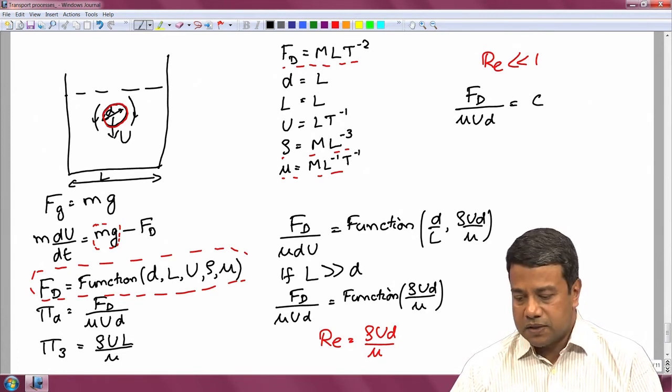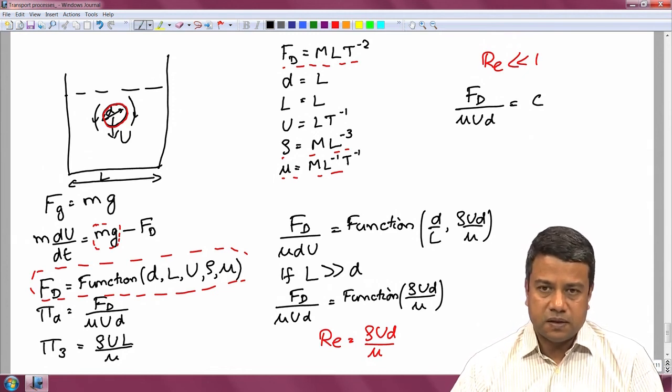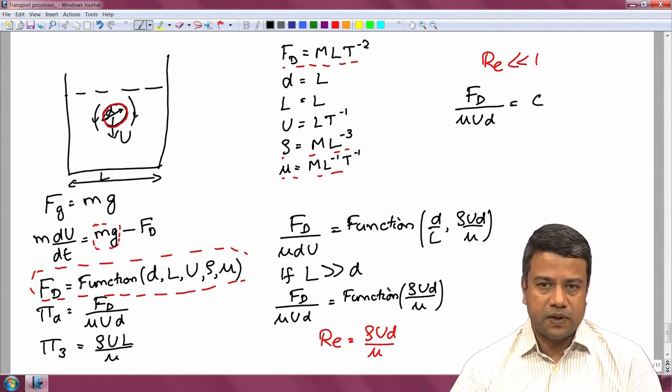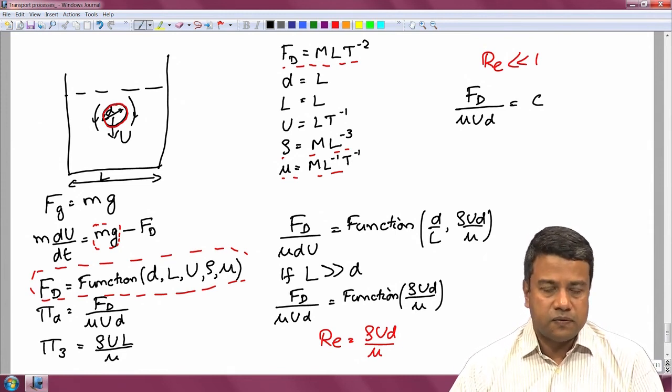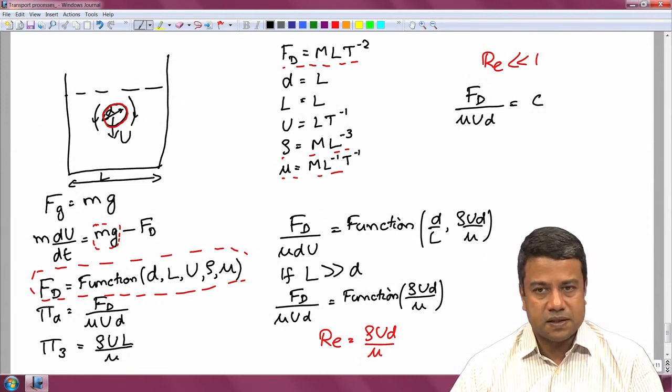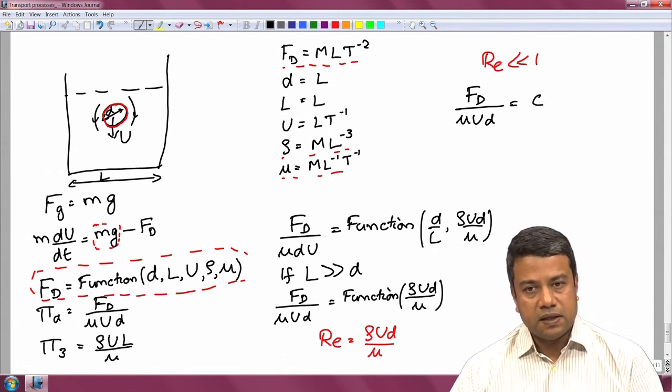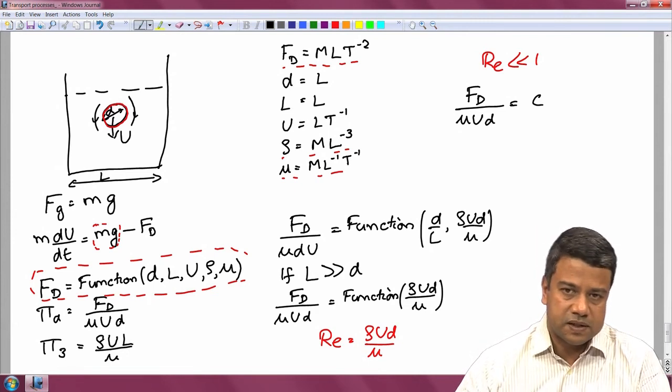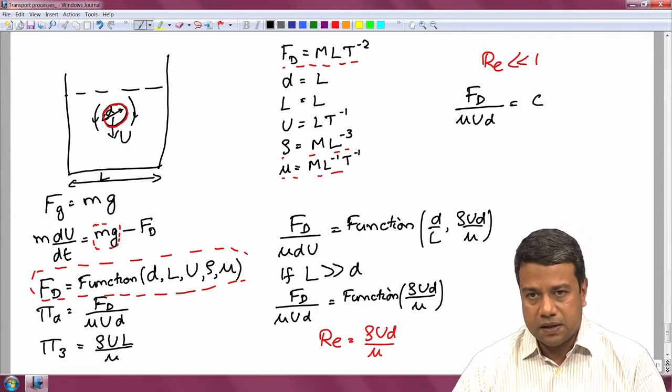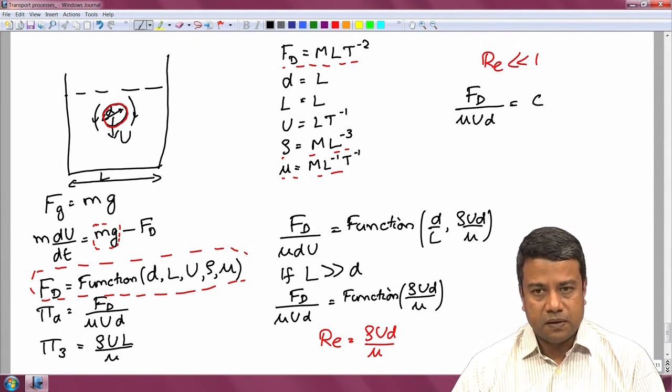If you actually wanted to determine the value of the constant, you would have to actually solve the problem. Find out what is the fluid flow around this particle. Due to that fluid flow, what is the stress that is exerted on this particle. That stress summed up over the entire surface will give you the net force that is exerted. And that is an elaborate calculation which will be a little bit advanced for this course.